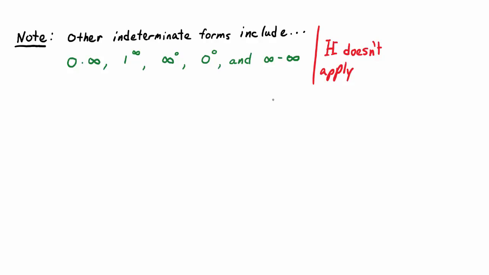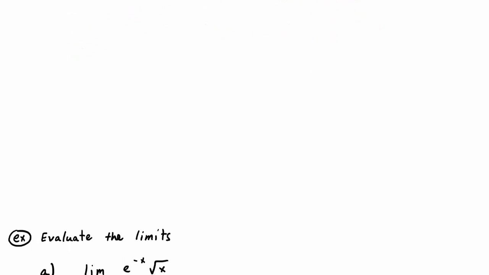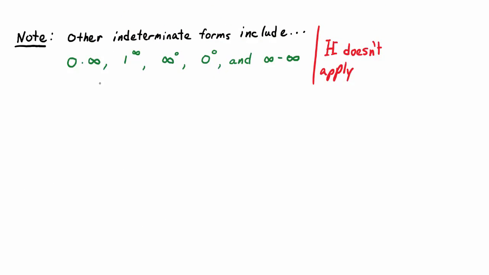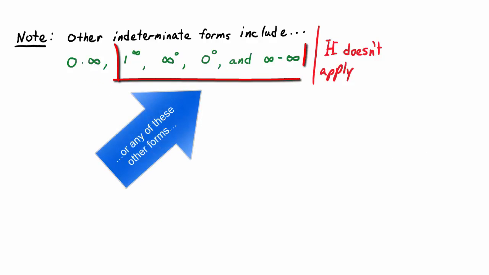Same with 1 to infinity. Normally 1 to some power is 1, right? But it turns out to be an indeterminate form in the right situation. So these are more indeterminate forms, but L'Hopital's rule doesn't apply. So hopefully, if we have something in the form 0 times infinity, we can write it in a form where we can use L'Hopital's rule.